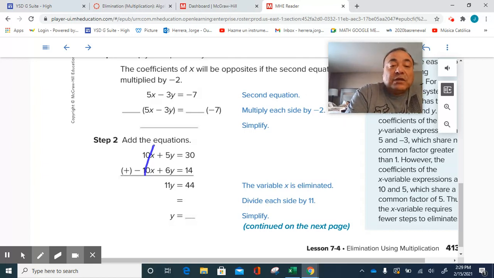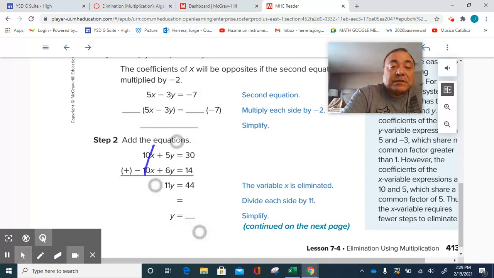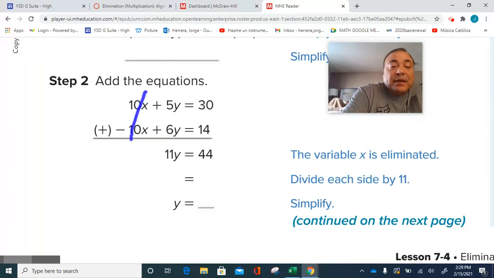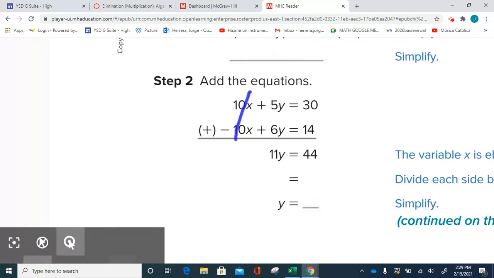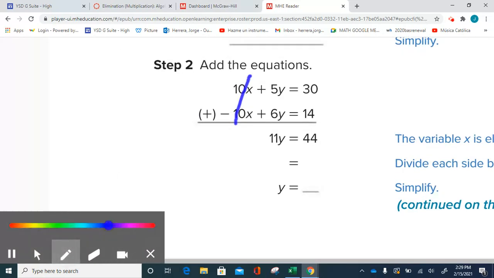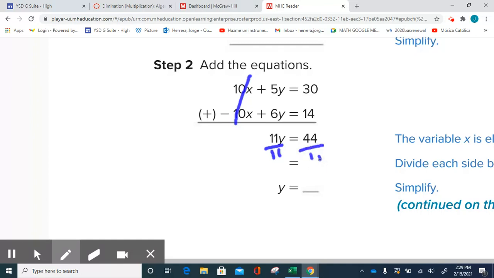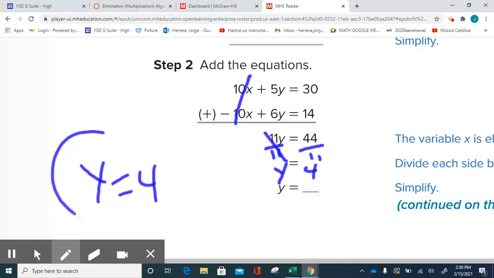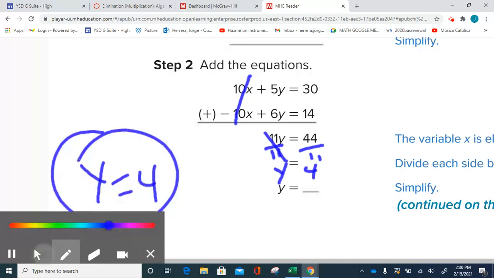Once we have that, guys, please notice, we have 11y on this side. Then we need to divide everything by 11. Everything by 11. That will cancel this out, so y equals 4. Okay, so y equals 4. See, this is why we did that, so we can get one answer right there.